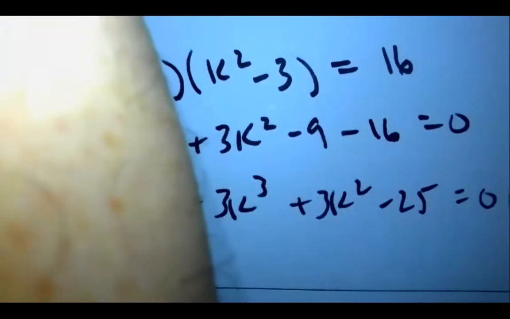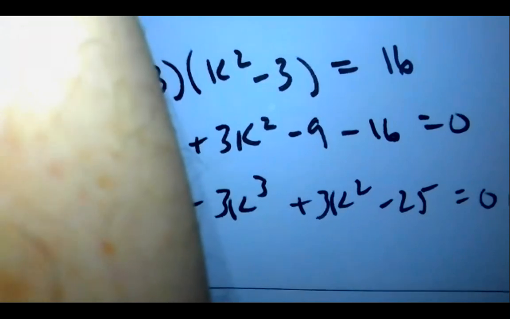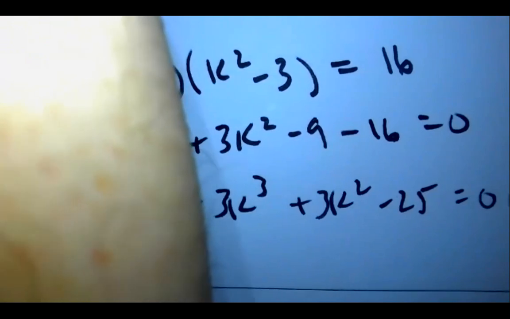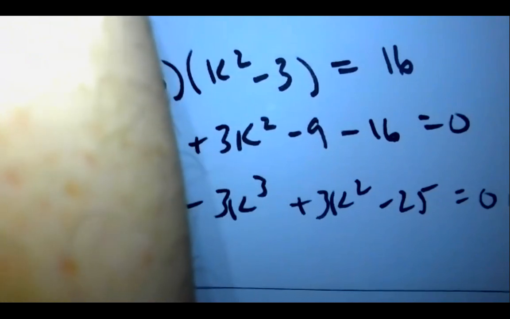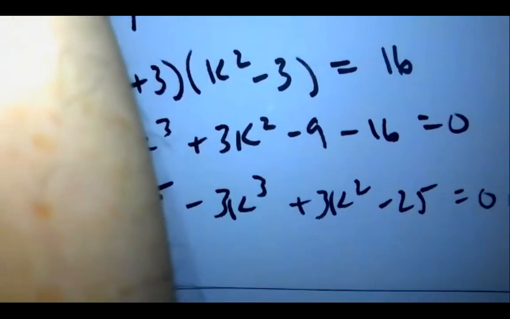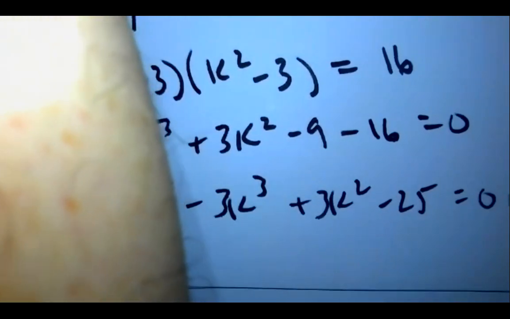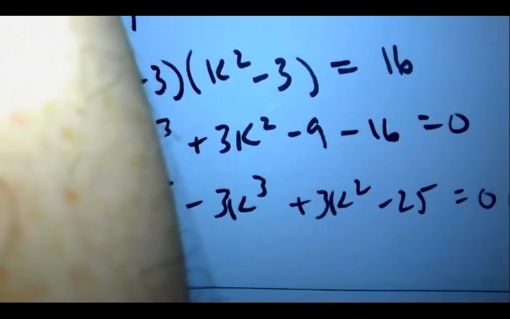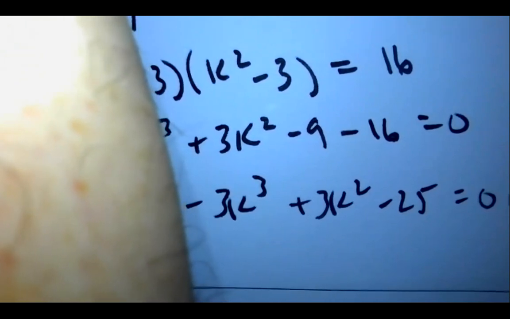Crowd goes silent. Does that make sense though, what I'm trying to do right now? Yeah, it makes sense. Plus 3K squared minus 25. I'm having trouble getting my Desmos to work here.